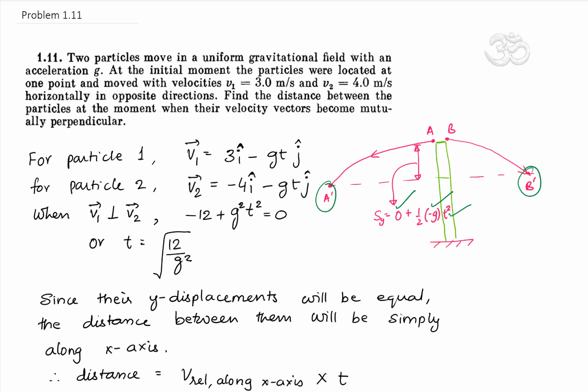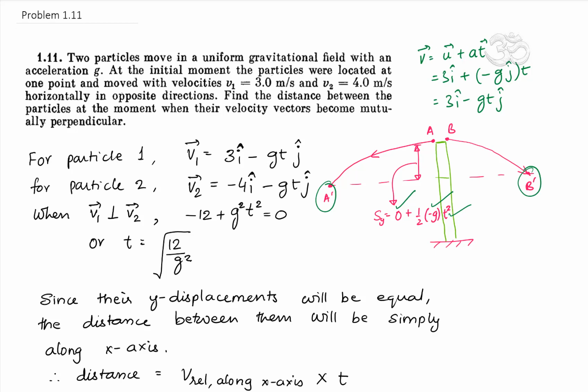So let us start from the very first step, finding out the velocities of these two particles at any time t. For the first particle, you will notice that we are using v equals u plus at, where u is 3i cap and acceleration is along the j axis, in fact the negative j axis, into t. So this is 3i minus gt j cap. Similarly, for the second particle, the velocity would be minus 4i minus gt j cap.